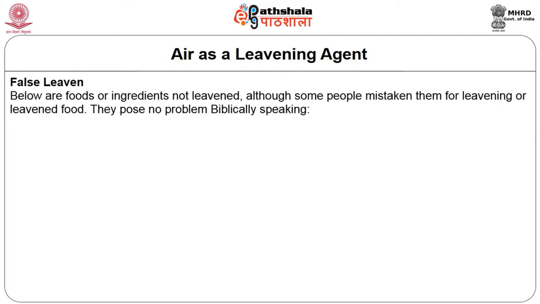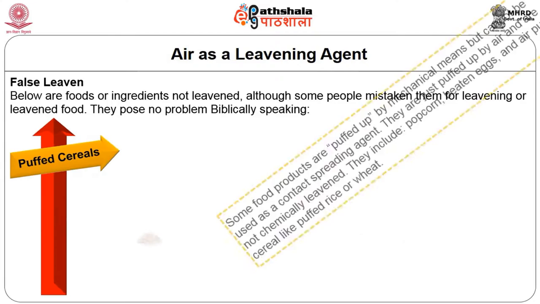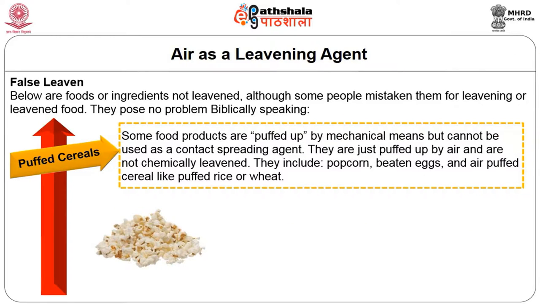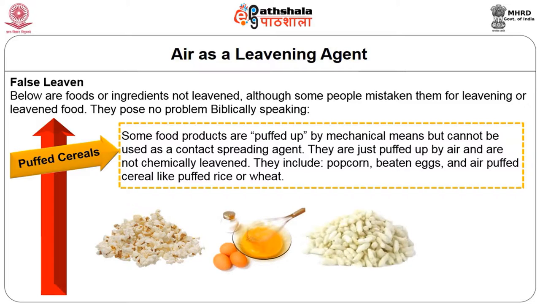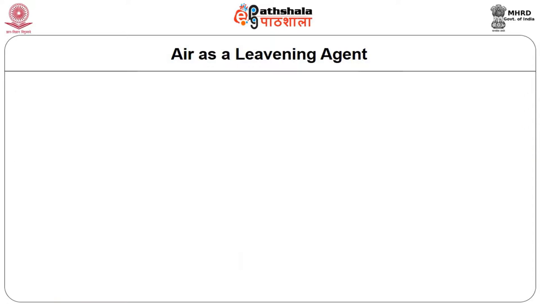Below are foods or ingredients not leavened, although some people mistake them for leavening or leavened food. They pose no problem, biblically speaking. Puffed cereals, some food products are puffed up by mechanical means but cannot be used as a leavening agent. They are just puffed up by air and are not chemically leavened. They include popcorn, beaten eggs and air puffed cereal like puffed rice or wheat.